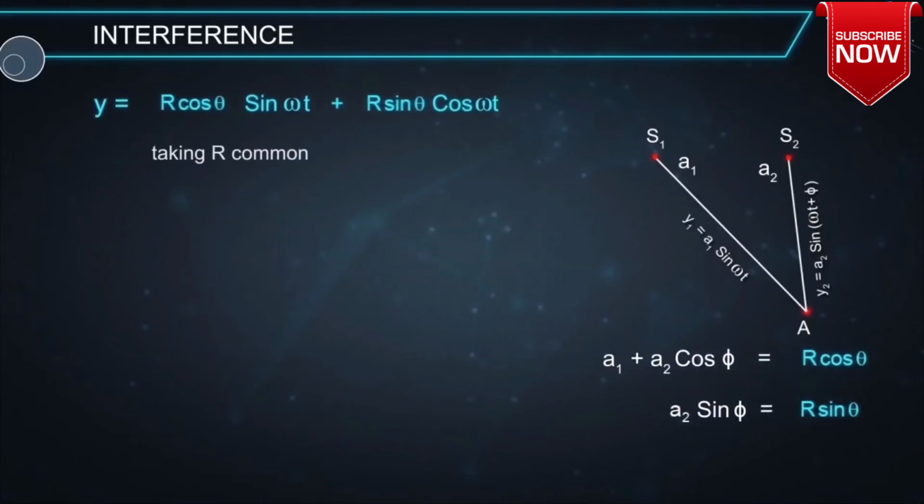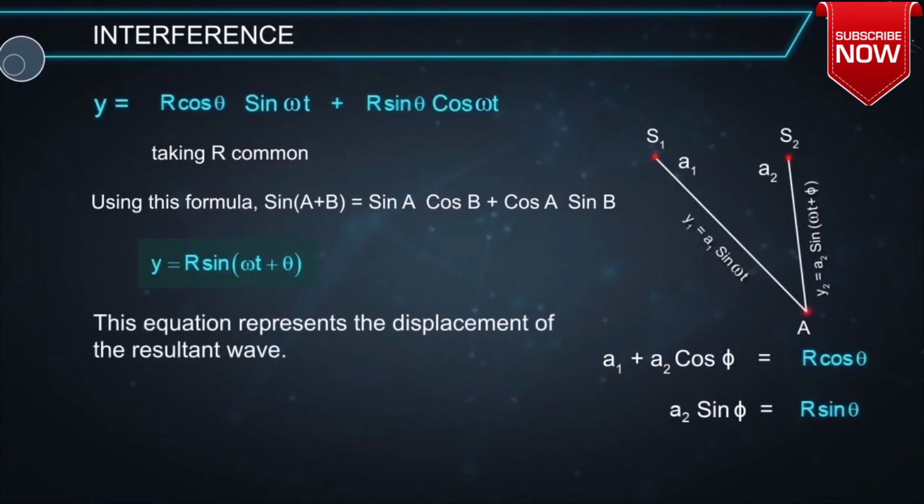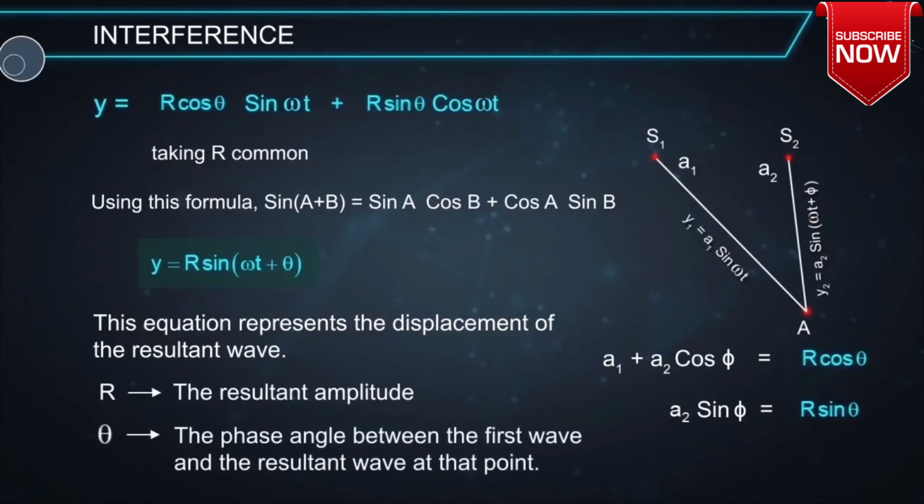Now take r common. Using this formula, this expression can be written as y equals r sin (omega t plus theta). This equation represents the displacement of the resultant wave. Here r is called the resultant amplitude and theta is the phase angle between the first wave and the resultant wave at that point.